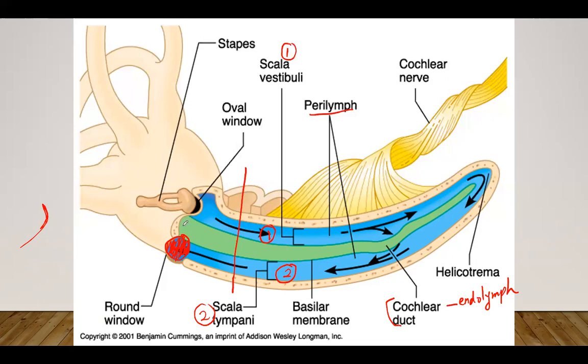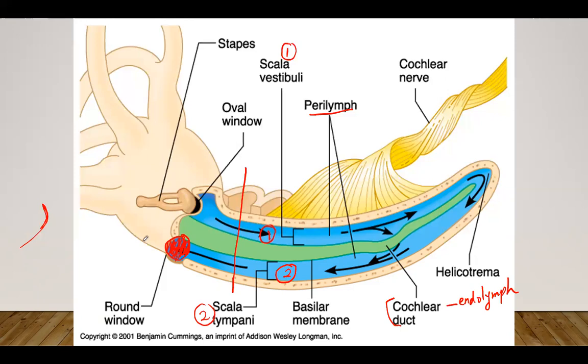So if you sit in one area of the water bed, right, what happens to another area? It bulges out. Same concept here. If I'm pushing in by creating vibrations of the sound here, those vibrations need to go somewhere. So what are they going to do? They're going to bulge out through the round window. You push in one area, it bulges out somewhere else.